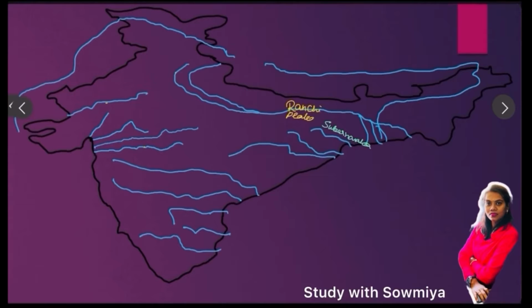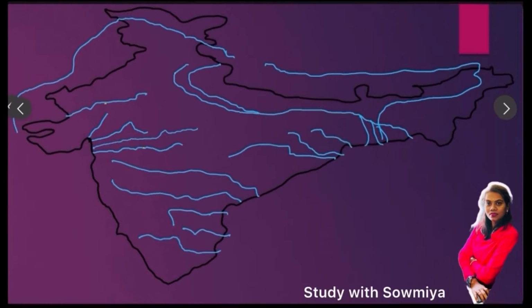Subarnarekha has its origin from the Ranchi Plateau of Jharkhand. It passes through Jharkhand, West Bengal, enters Odisha and drains into the Bay of Bengal. Next river is Brahmani. It originates from two rivers, that is South Koel and Sankh river. Both join together and form Brahmani. Brahmani flows through Jharkhand and Odisha and enters the Bay of Bengal.